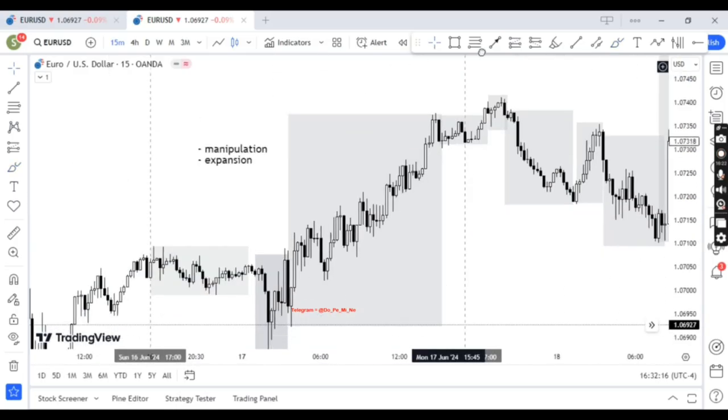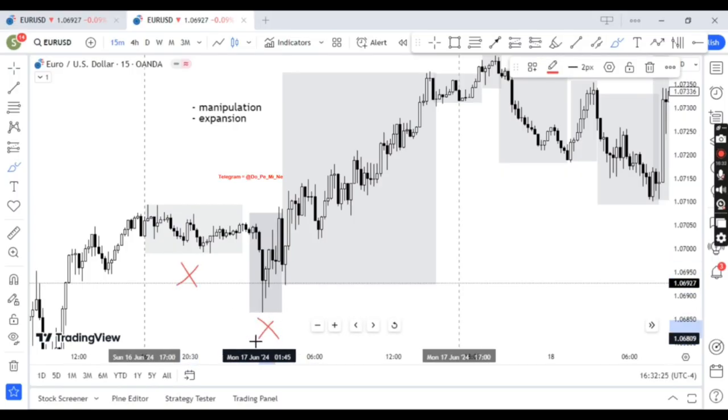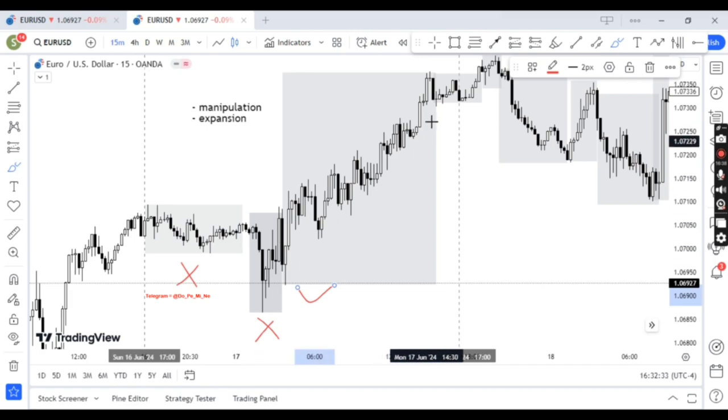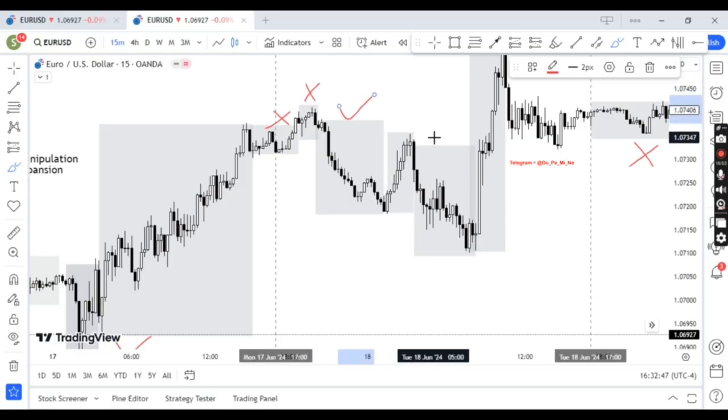So let's see, we're going to start off with Monday. On Monday, obviously you would have avoided trading this ranging profile, you would have avoided trading this manipulation profile, and you would have only traded this expansion profile, and it would have offered you this explosive expansion move towards the upside, right? Then on Tuesday, obviously you would have avoided trading this ranging profile and this manipulation profile, and only traded what? And only traded the expansion profile and the reversal profile from here, right?